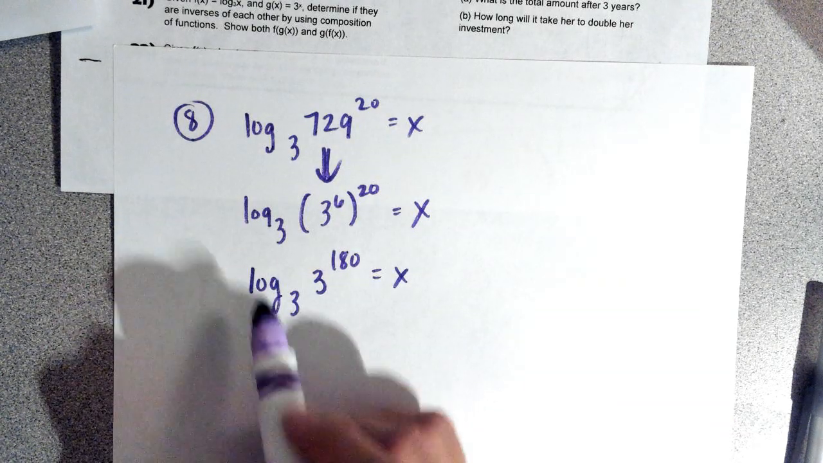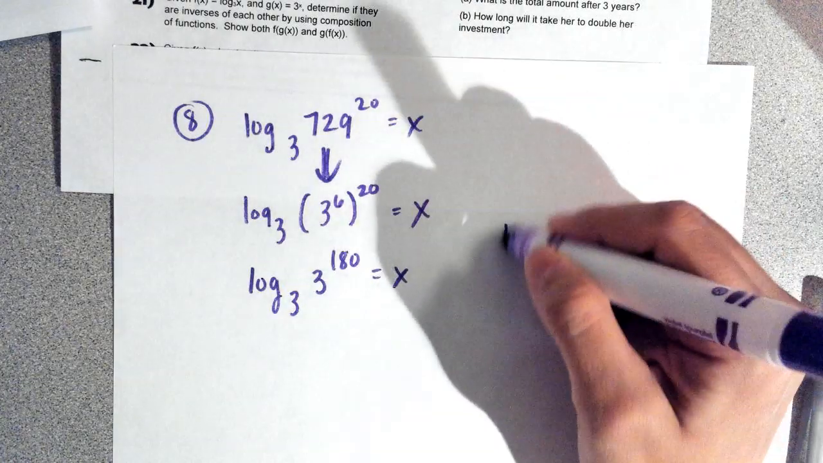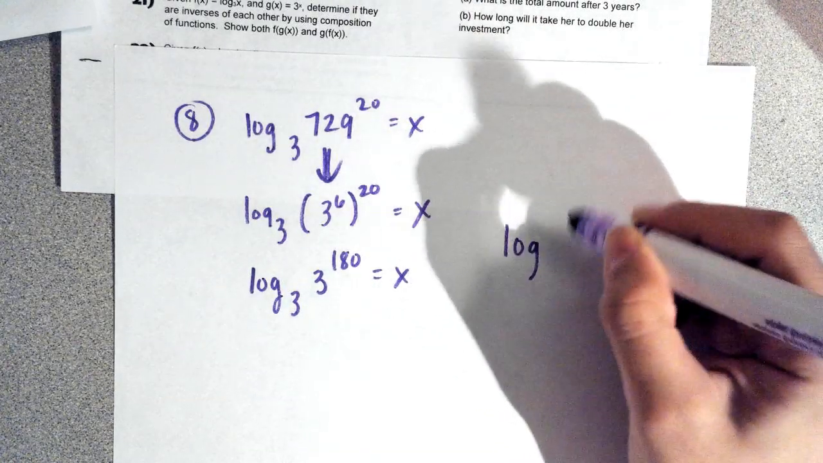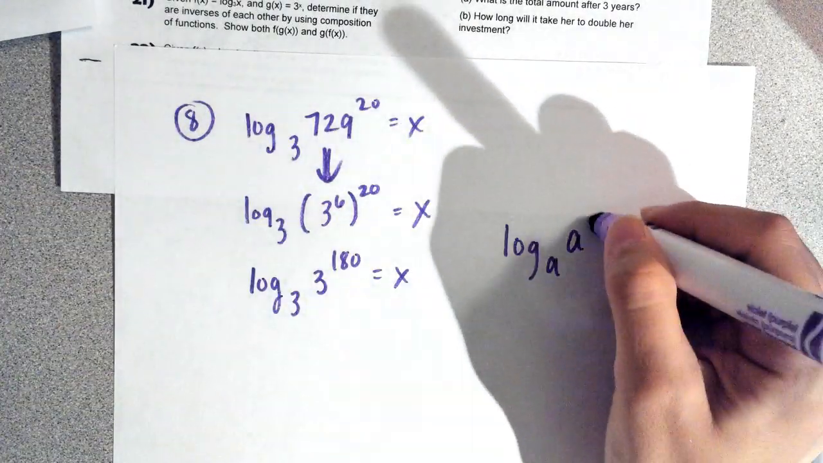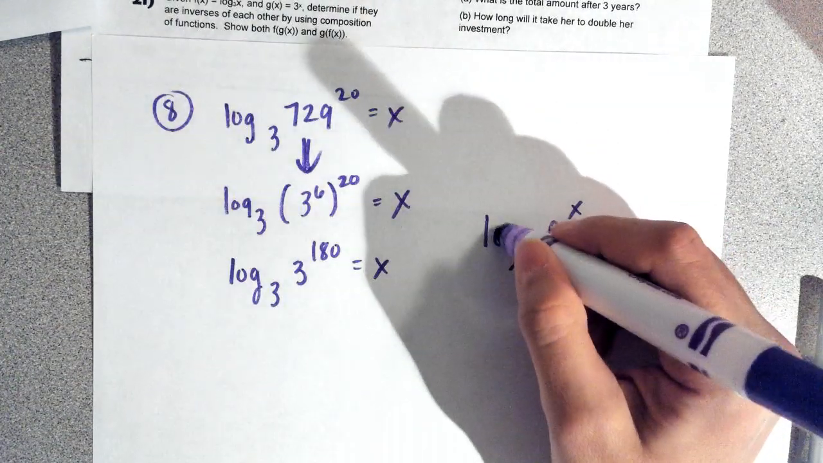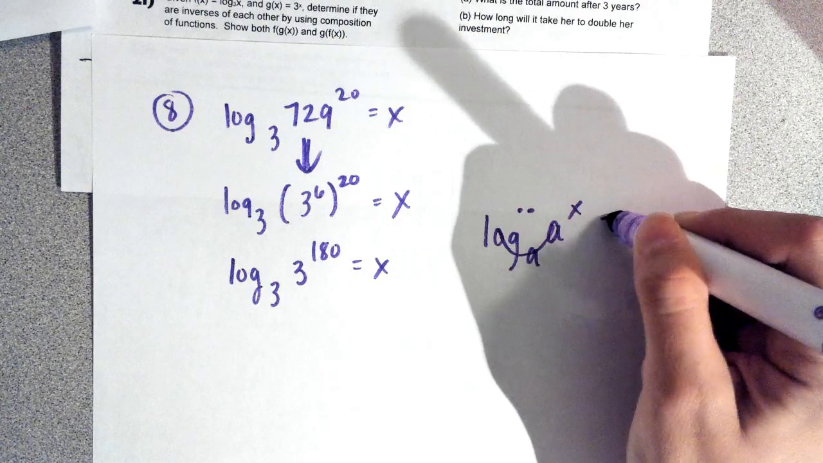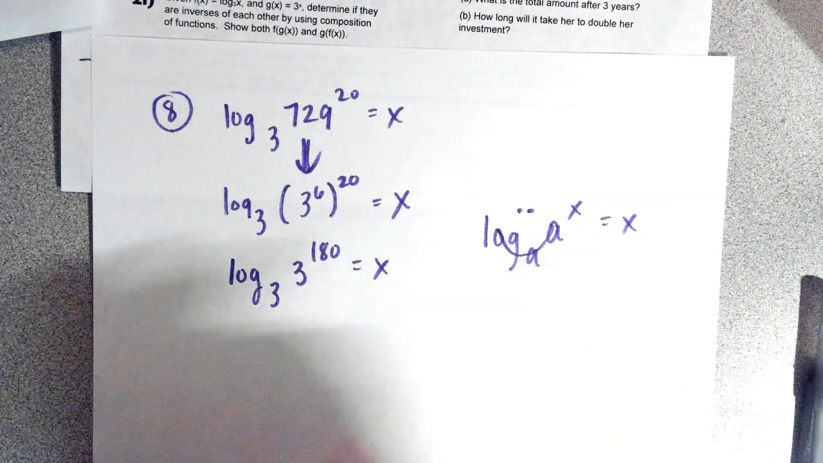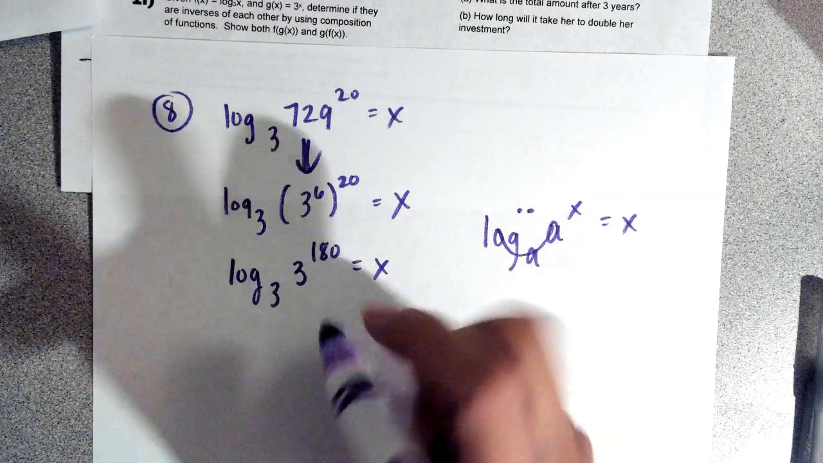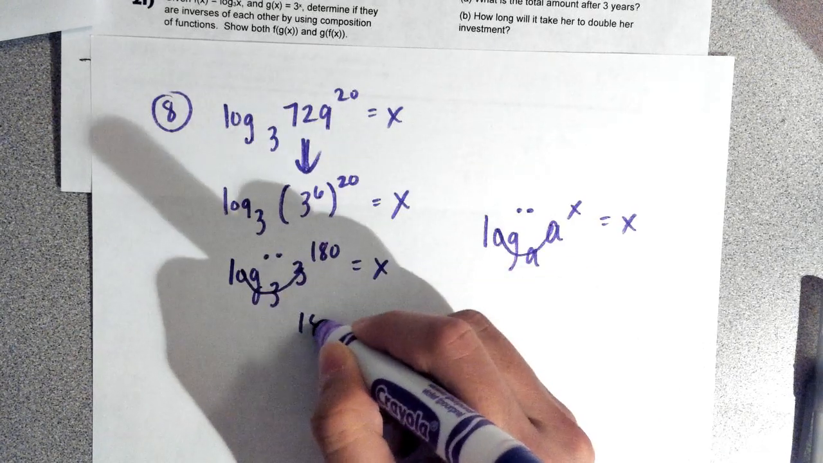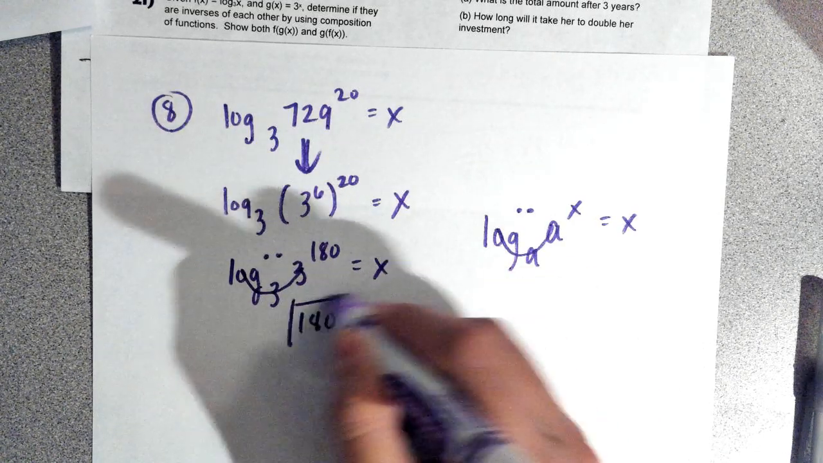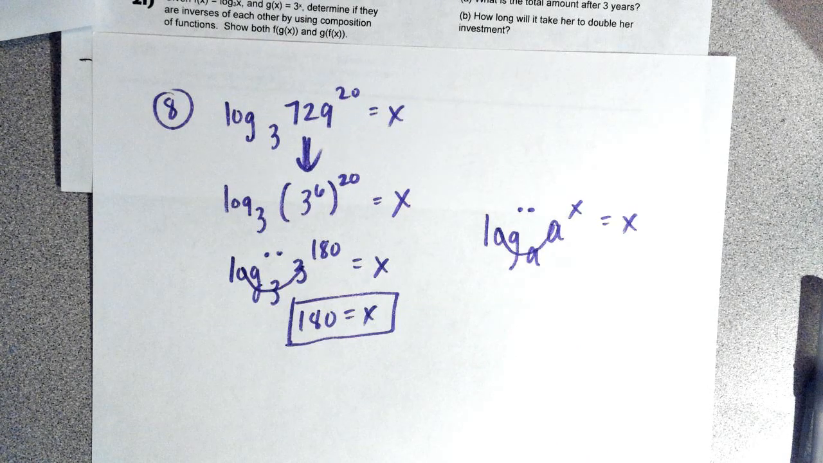Now, right here, this should catch you. Anytime you have log with a base and your argument's the same, and it's raised to a power, they cancel. I tell my kids it looks like a smiley face, so you're just left with the exponent. The exponent drops. So here, I have log base 3 of 3. They cancel, so you're just left with 180. So 180 is your answer.